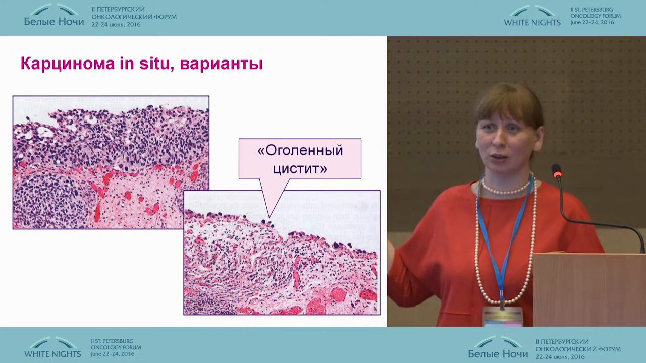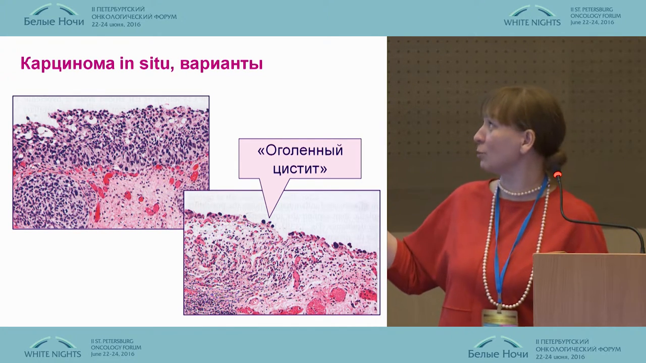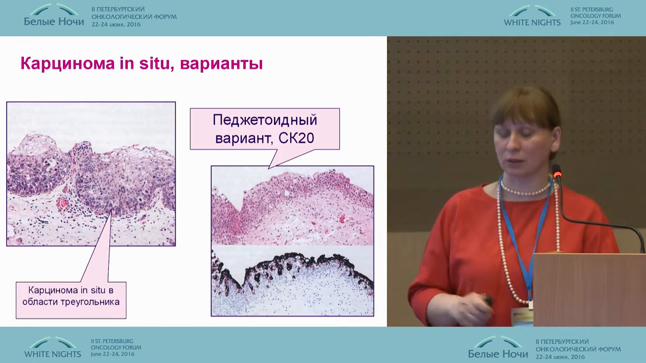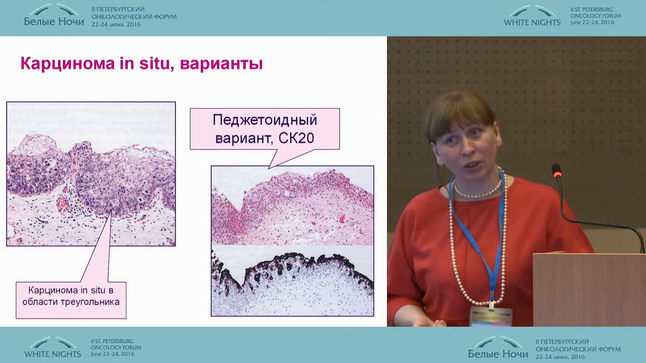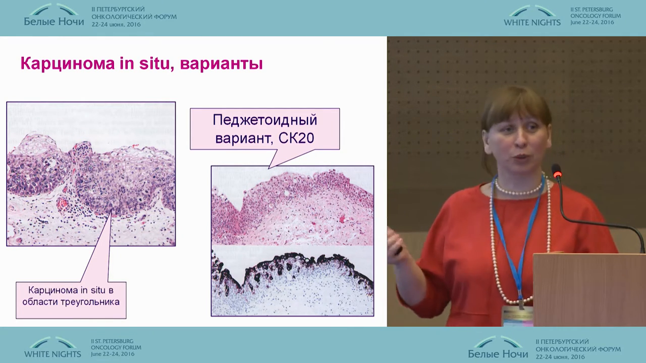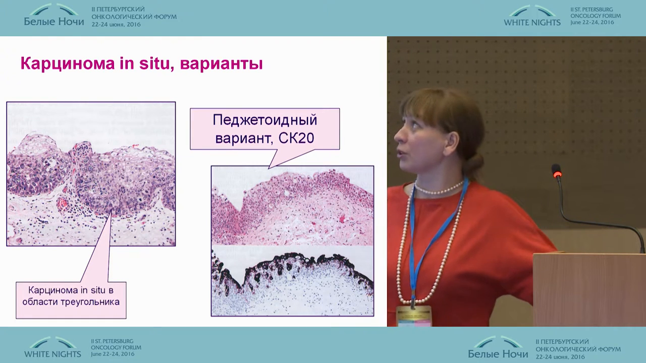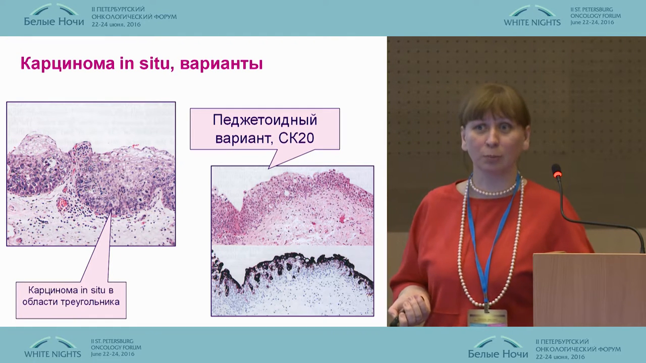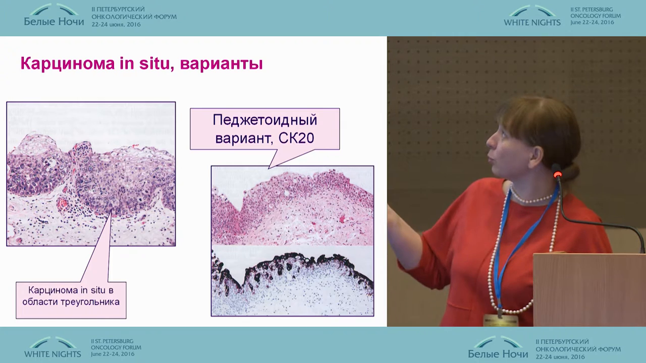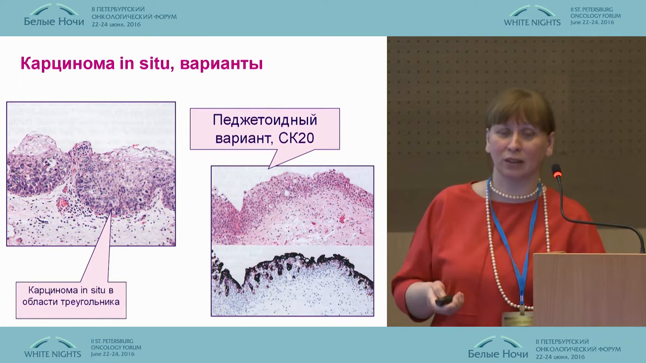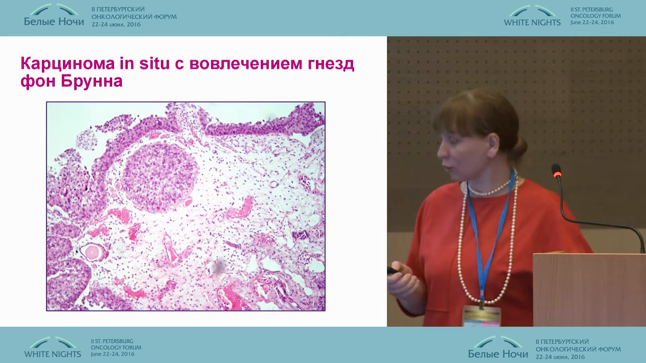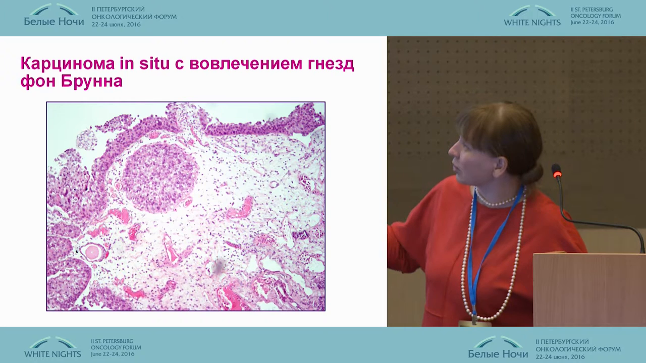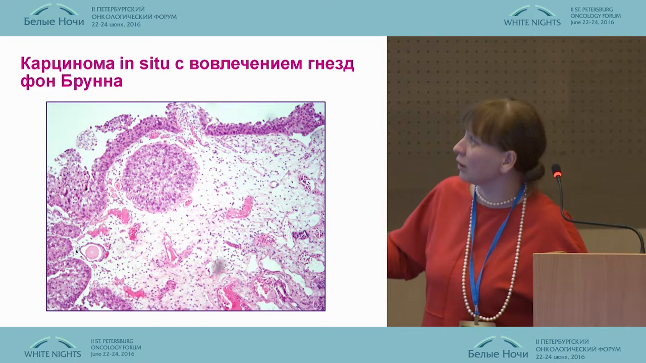This is a good material because all the cells are in the urine. And on the micro slide we will see small cells. Here is a pagetoid variant and carcinoma in situ in the trigone area. We can see the differentiation of carcinoma. This is carcinoma in situ with involvement of von Brunn nests.